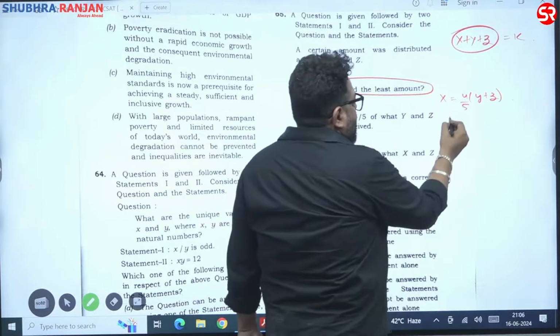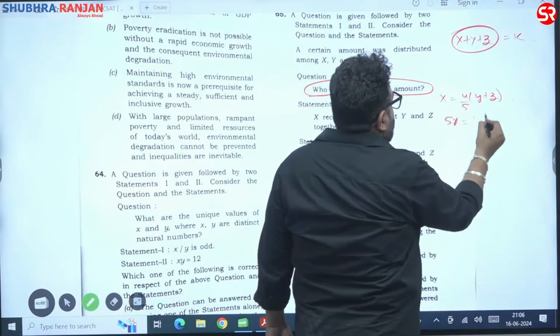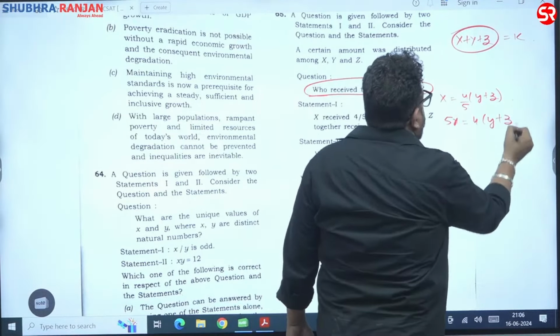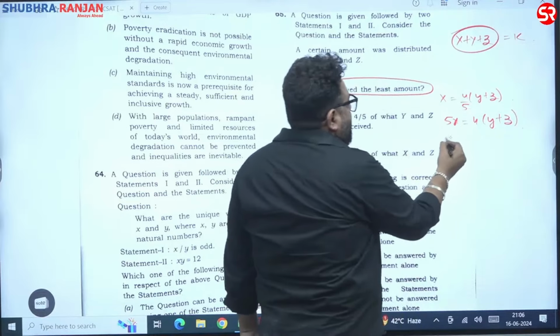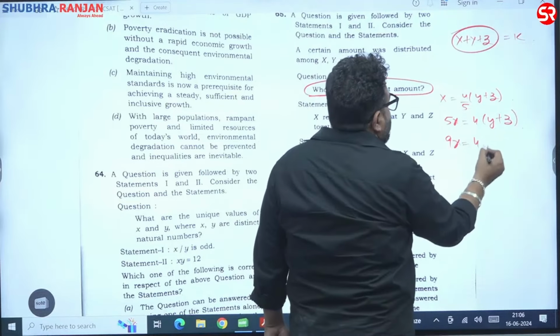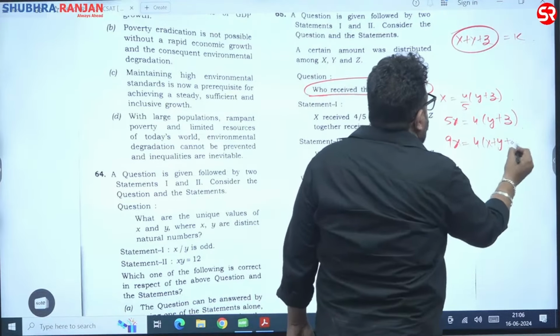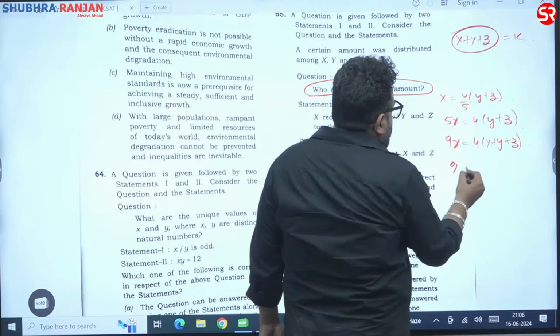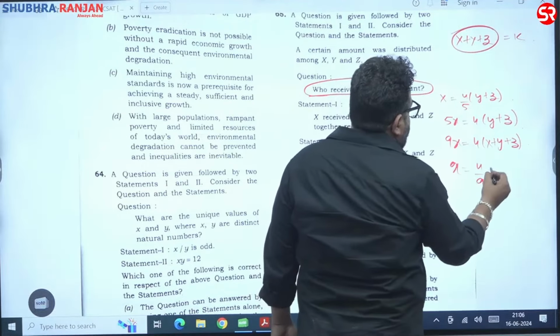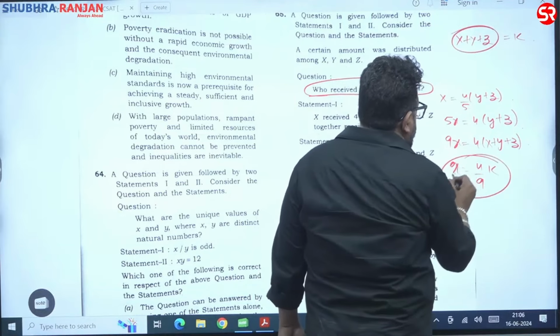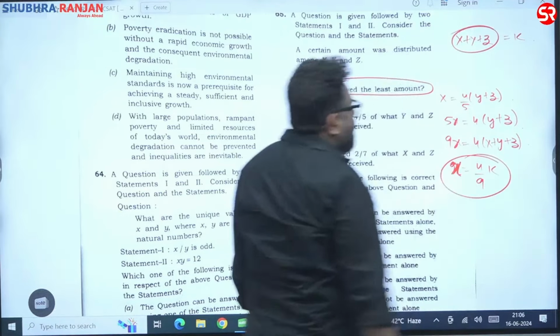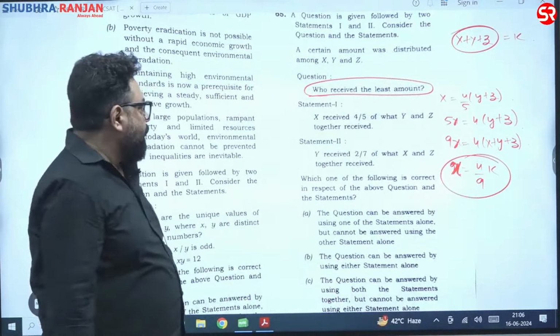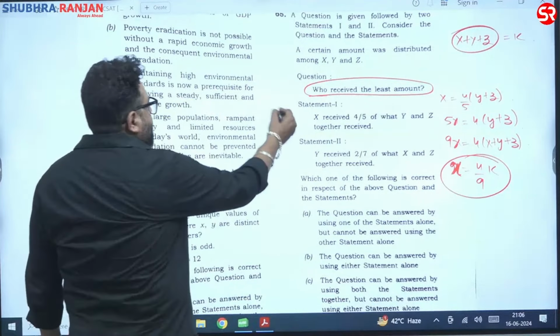So guys, we have done it. 5x is equal to 4 times y plus z. Adding 4x both sides, 9x is equal to 4 times x plus y plus z, right? So definitely your x comes out to be 4 by 9 times k. X is equal to 4 by 9 times k. But this is not giving you the answer, obviously.